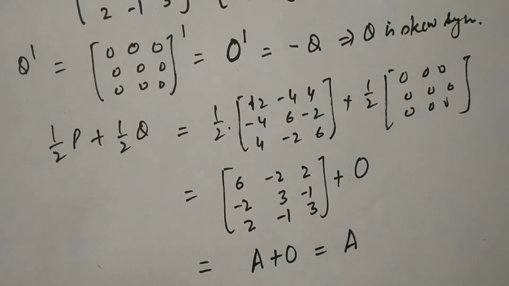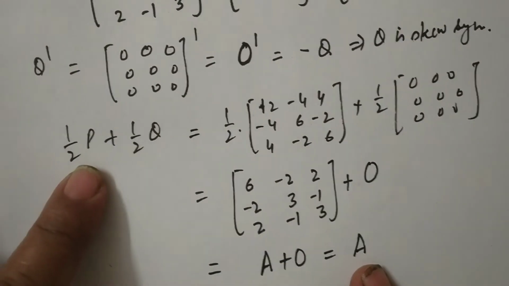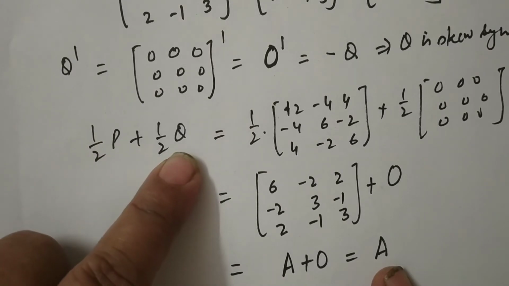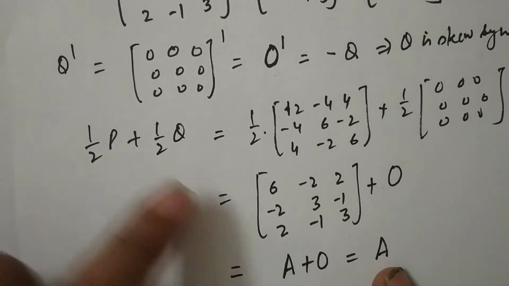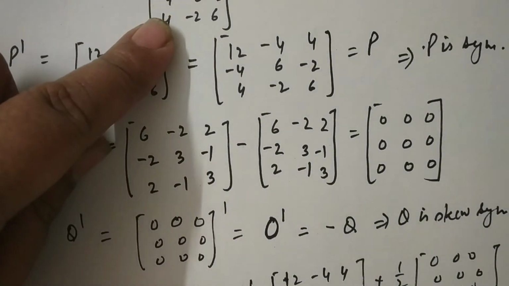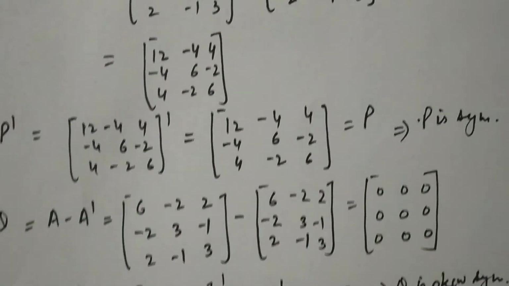So I can see that any matrix A can be written as the sum of a symmetric matrix and a skew symmetric matrix. So I can write half of P, and then half of Q.